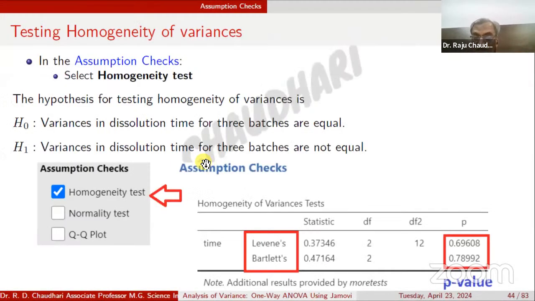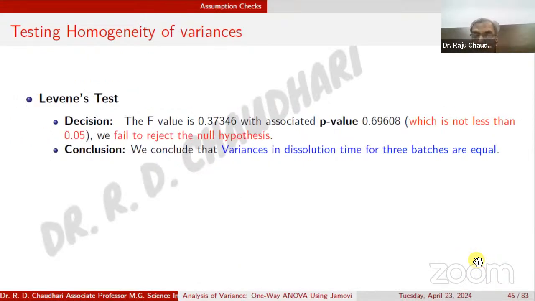Homogeneity of the variances. What is the hypothesis? Variances in dissolution time for three batches are equal, against at least two variances differ significantly. The last column is the p-value that we want to compare.